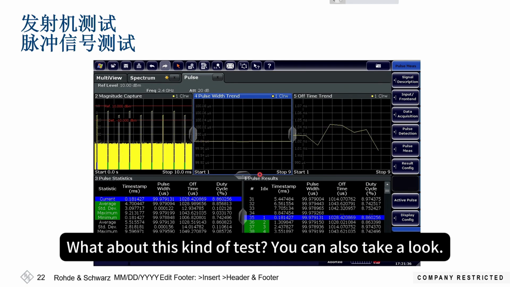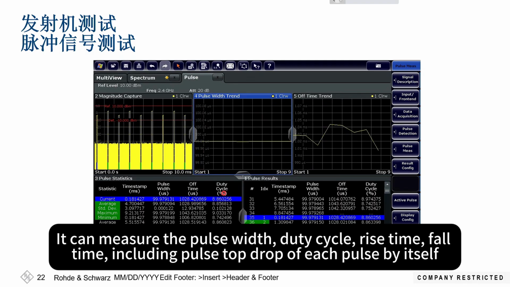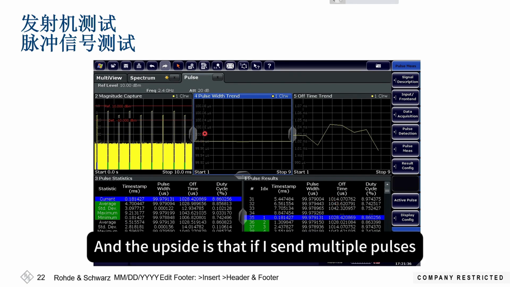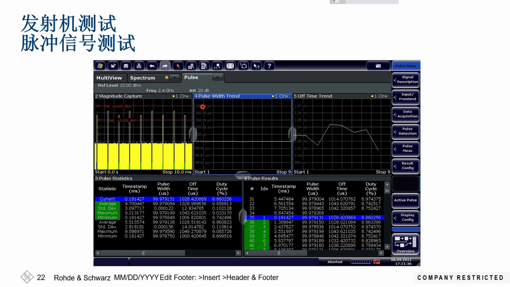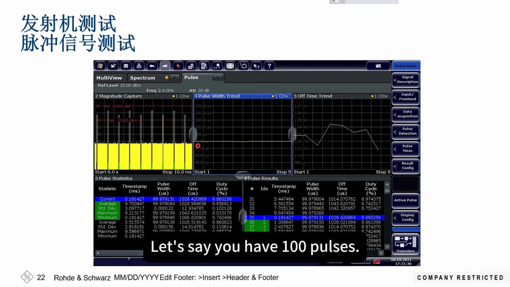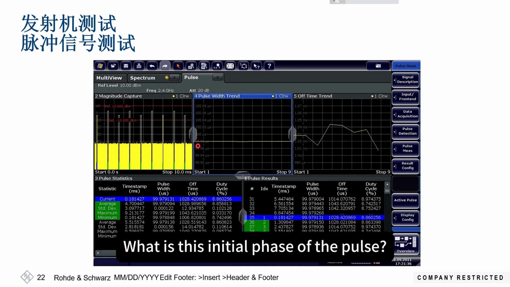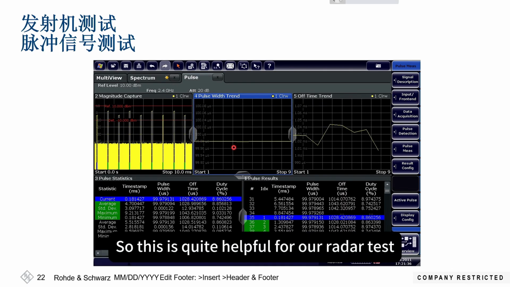What about this kind of test? You can also take a look. What about specialized analyzer options like this? It can measure the pulse width, duty cycle, rise time, fall time, including pulse top droop of each pulse by itself. And the upside is that if I send multiple pulses, I can test a function called trend. Let's say you have 100 pulses. I can see how much the pulse width has changed across these 100 pulses, and what the initial phase of the pulse is. So this is quite helpful for our radar test.